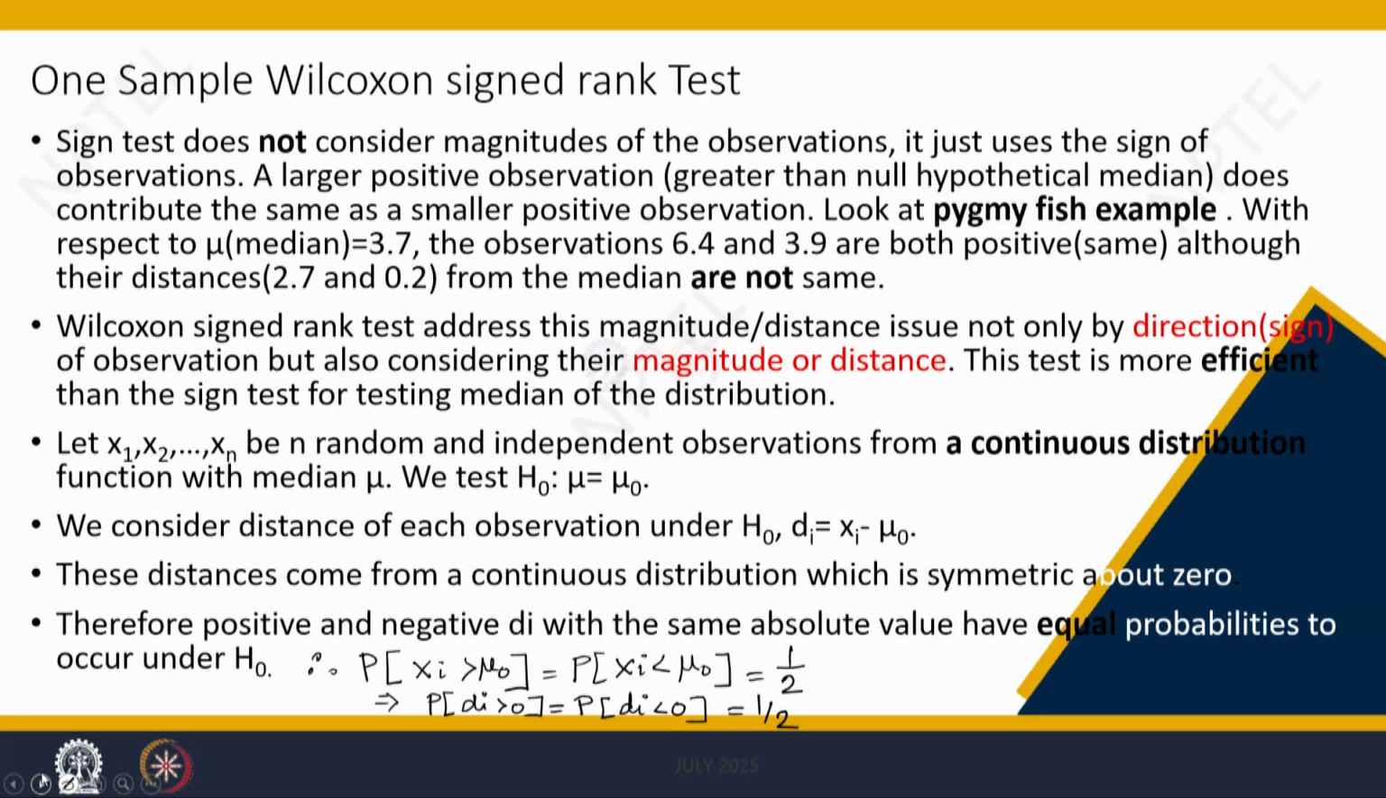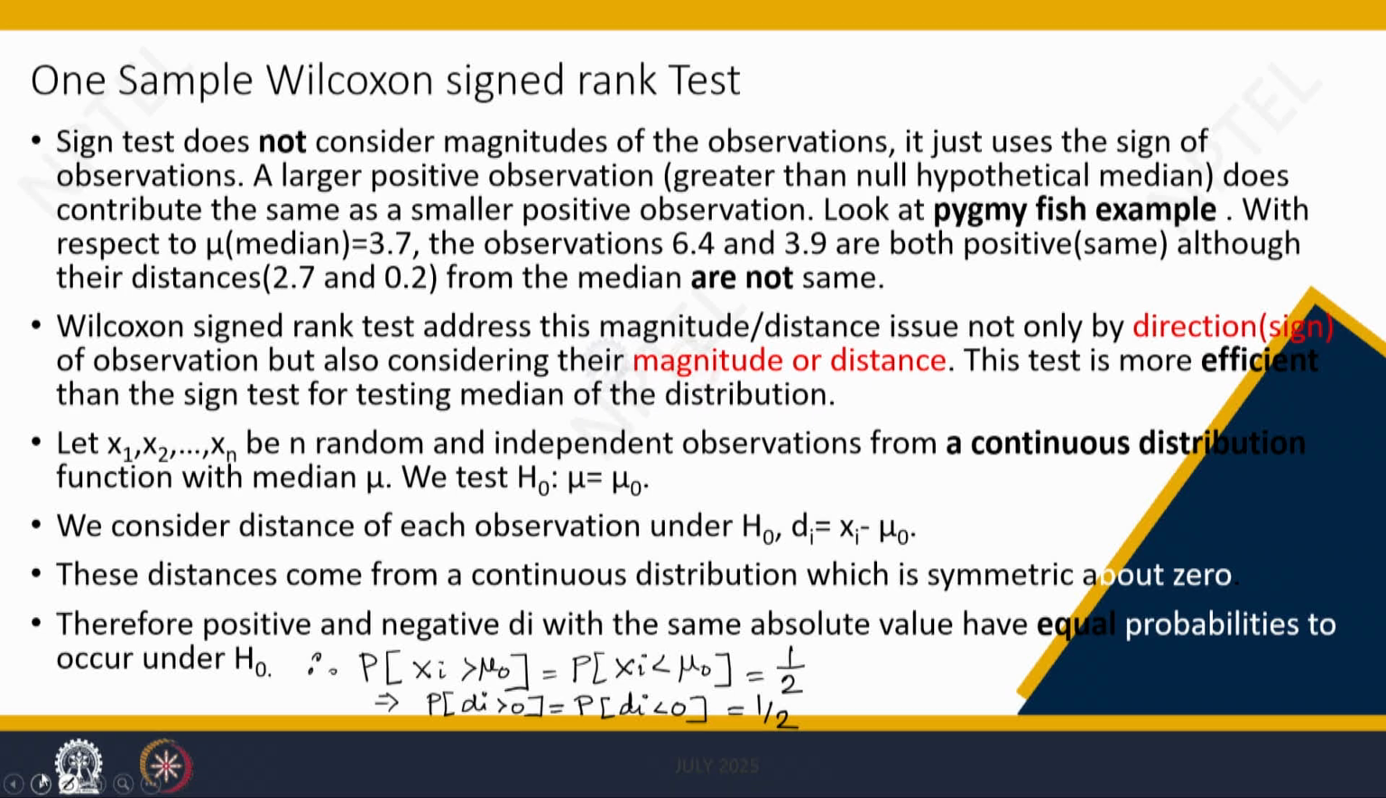Now, in the sign test, what you have seen is that we are using just the positive sign and the negative sign, right? What happens along with the sign if we include the magnitude of the distance? That means for one observation, how much positive it is, how much negative it is. That means the distance. Distance from what? Distance from the median under the null hypothesis.